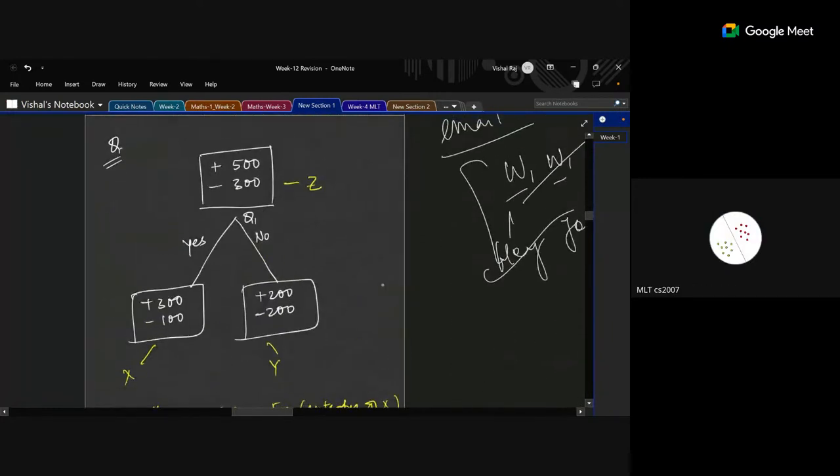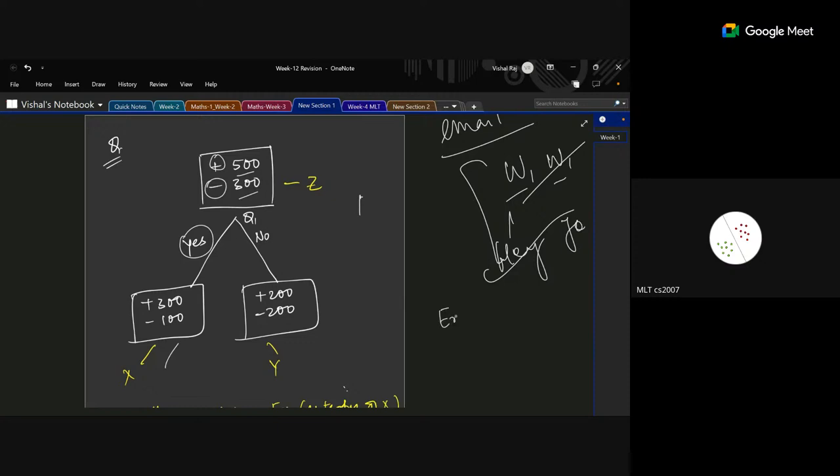Decision tree. Let's say that in the starting, you have some positive and negative labels: for 500 of the data set you have the positive class, and for 300 the negative class. Then you ask some question, and on the basis of it the data gets split. For yes, you have 300 positive labels and 100 negative labels. For no, you have 200 positive and 200 negative. Then you are asked to calculate the entropy of X, Y, Z, and calculate the information gain for this feature. How will you calculate that?